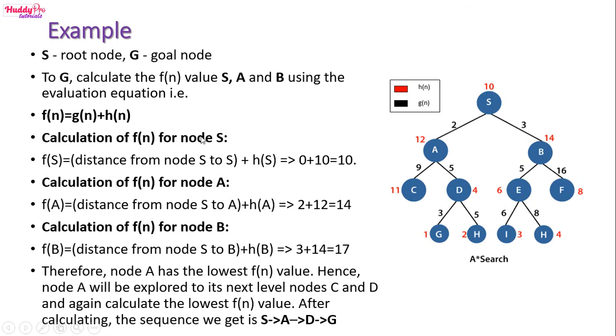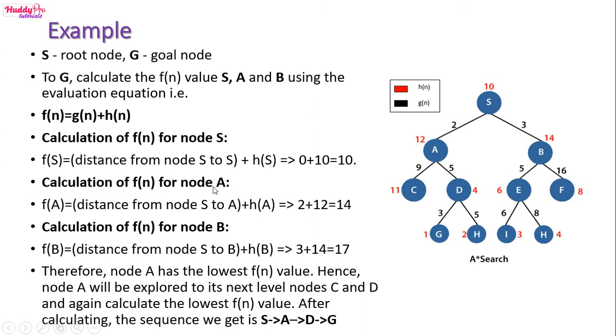So when we are at node S, our node n is S, so f of S is equivalent to the distance from S to S. Remember, that is the g of n, the distance from the start node to the current node. Since we are moving from S to S, of course, that is 0, plus h of S, the estimated distance from node S to the goal. It is given here as 10. So we have 0 plus 10, giving us 10. So f of S is 10.